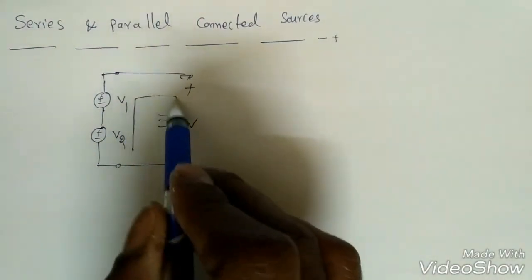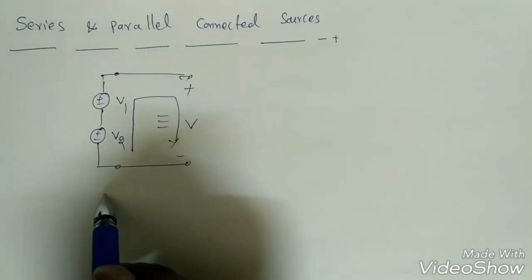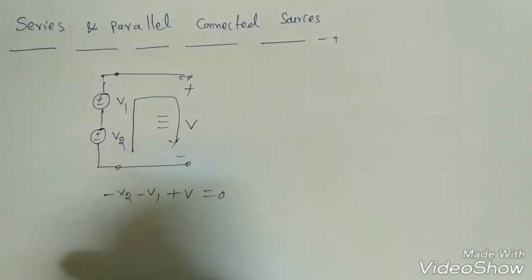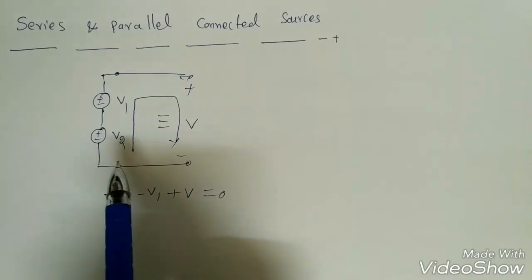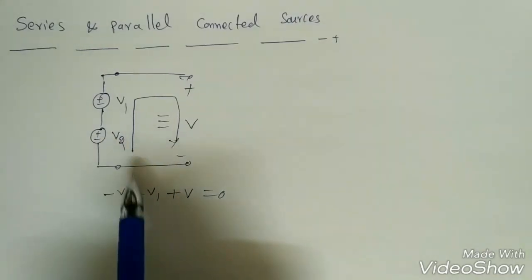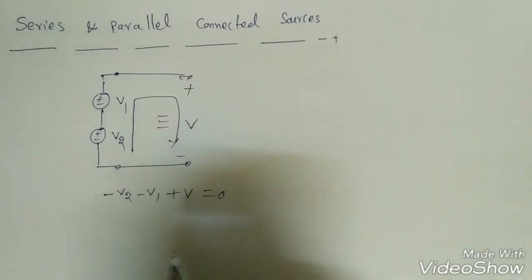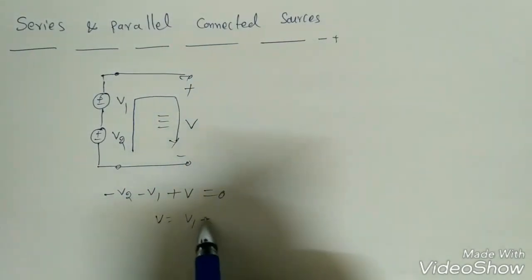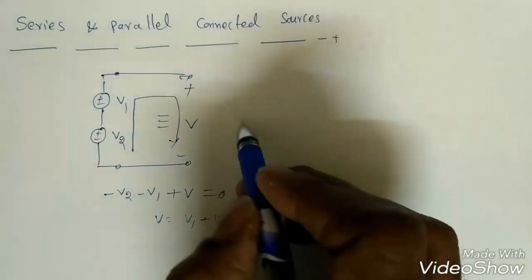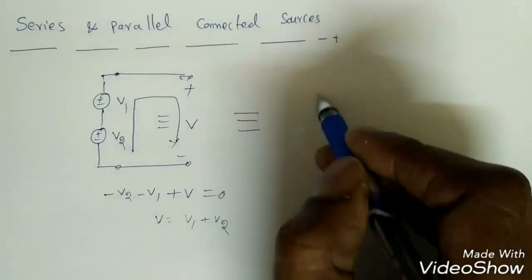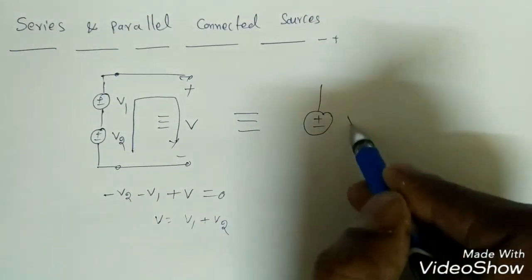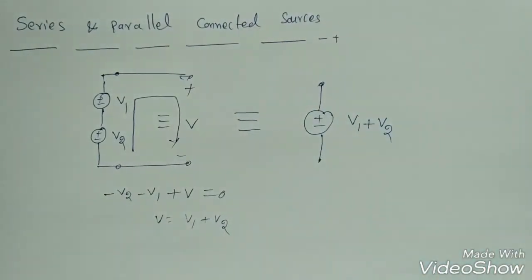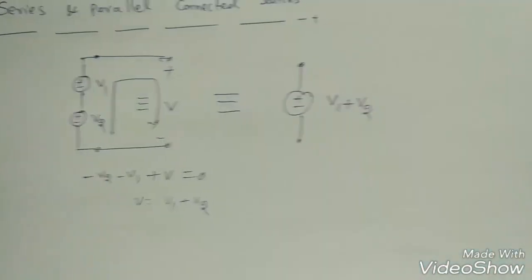Now if I apply KVL like this, so what is this? Minus V2 minus V1 plus V equals 0, right? I'm giving the direction like this, so I'm entering into the negative, so minus V2 minus V1, and plus V since it is entering into plus. So what is V? V is nothing but V1 plus V2. Now this total is represented by one voltage source, plus minus, which is V1 plus V2. So this is one way of doing it, right?